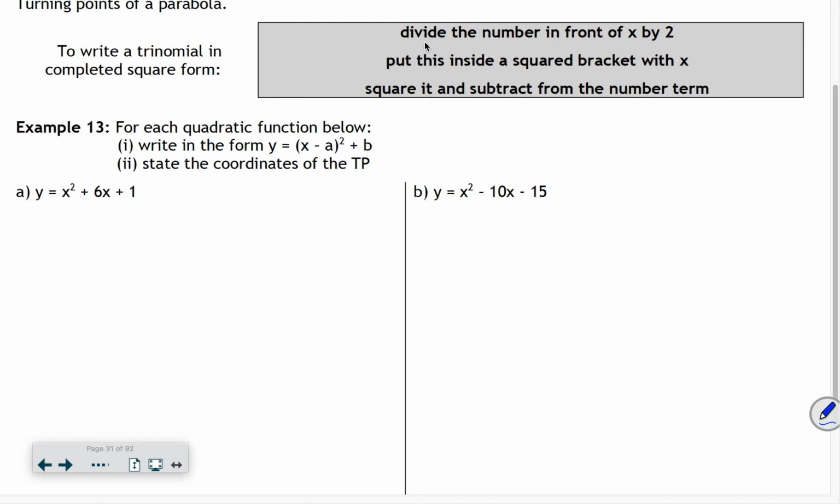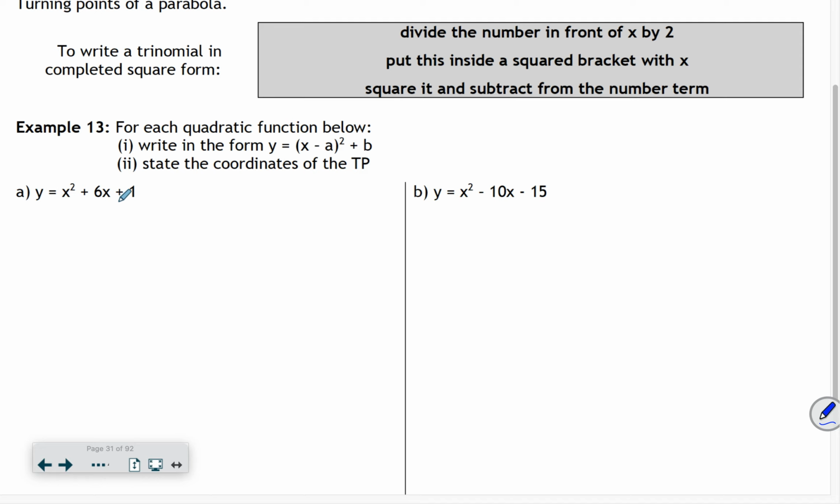So to do it, first of all, we need to make sure that it's in the form of x squared, x, and then the number. So all we do is we divide the number in front of the x by 2. We put this inside the square bracket with the x, and then we square the bracket and then subtract the number. We square the number inside the bracket and then subtract it on the outside. So really it's a case of half the middle term, drop the x, make it a square bracket, and then take away the square of the number inside the bracket. So let's take a look at that then.